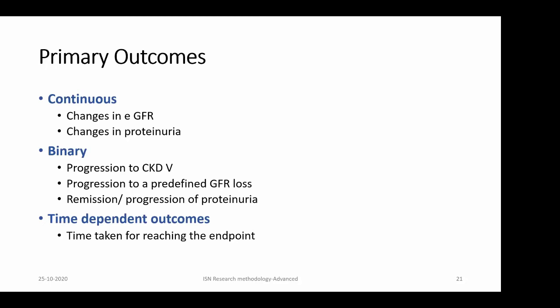And I can take a binary outcome. If it's a long trial, I can take a progression to CKD stage 5 or advanced stages of CKD. Or I can actually take a progression to a predefined endpoint, say 20% reduction in GFR, 30% reduction in GFR, or remission or progression of proteinuria.